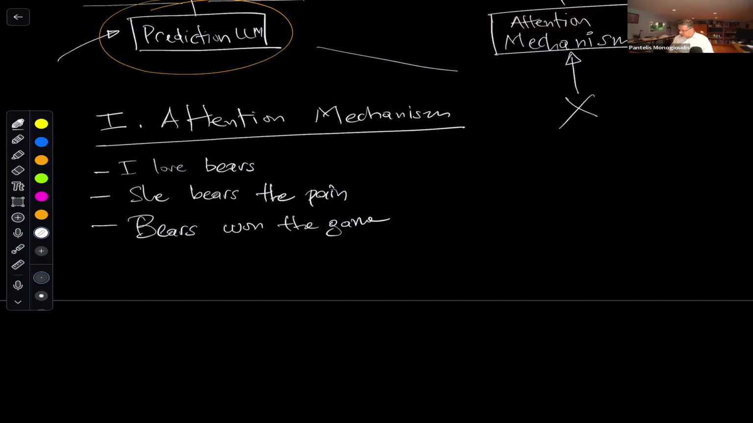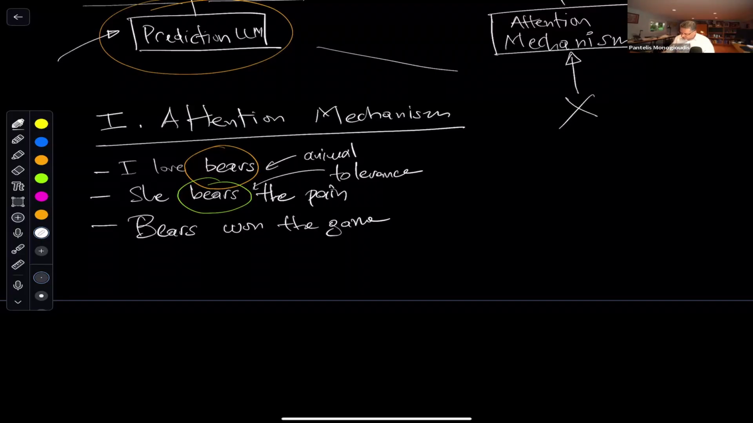As you can see here, I'm going to focus the discussion on the token bears. Bears in the first case definitely has some affiliation with the animal bears. In the second sentence, bears is associated with probably the semantic of tolerance, the meaning of tolerance. And in the third sentence, for those who are not familiar with US sports, bears is associated with the sports team.